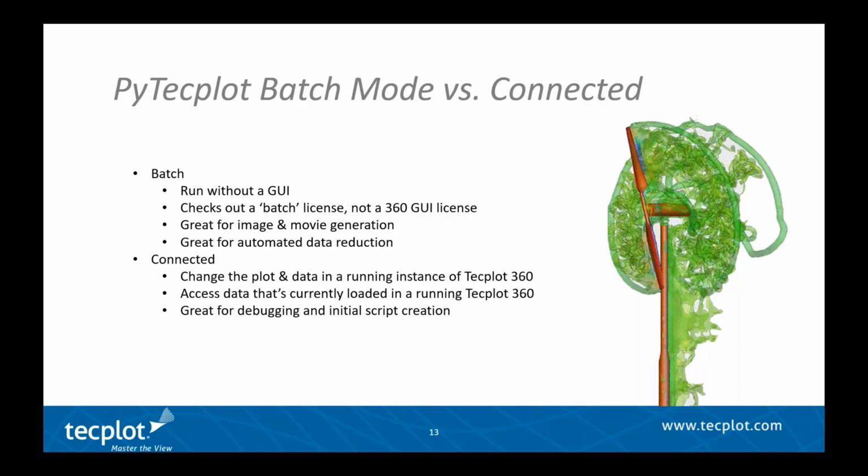Batch mode is great for image and movie generation. It's great for automated data reduction, great for data analysis. So nice way to use the power of PyTecplot in a completely automated way. Now in connected mode, again, you can drive a live running version of Tecplot 360. So you can access data that's currently loaded, you can change the plot style, you can load data, export images, etc. So let me just give a brief example of this.